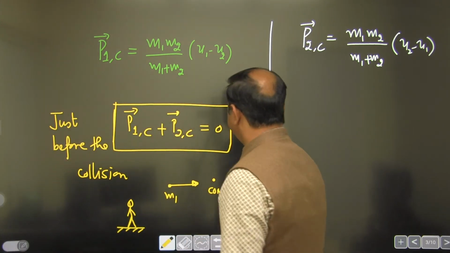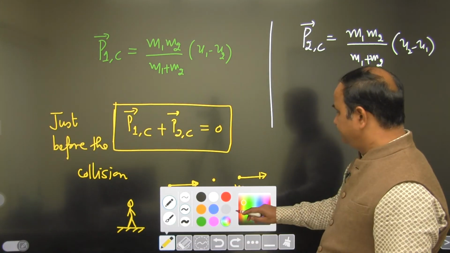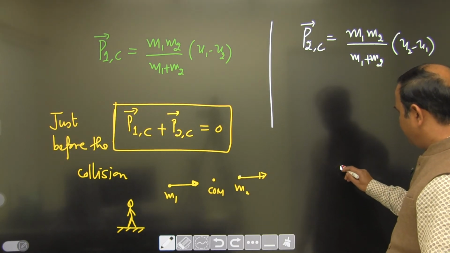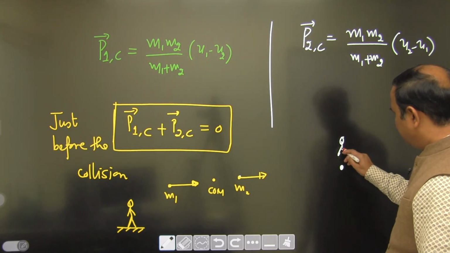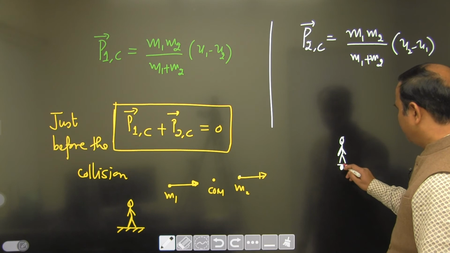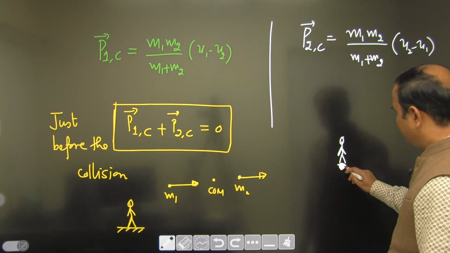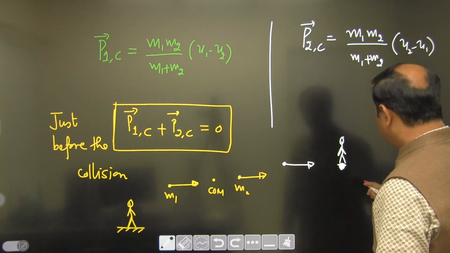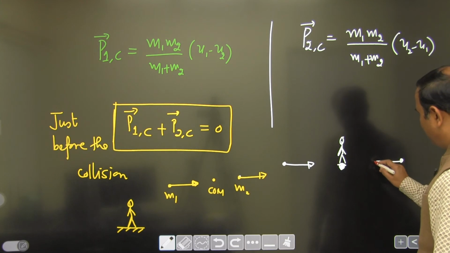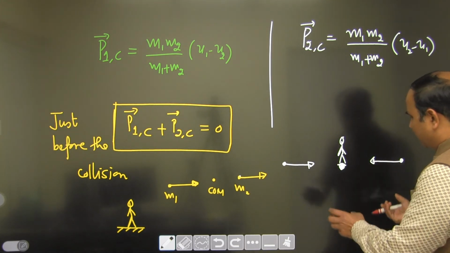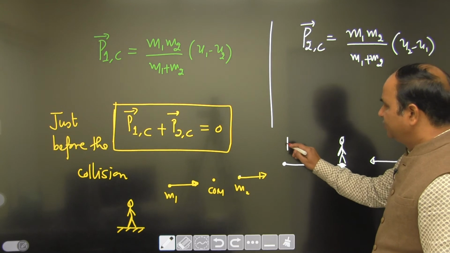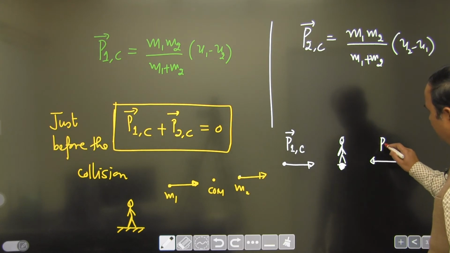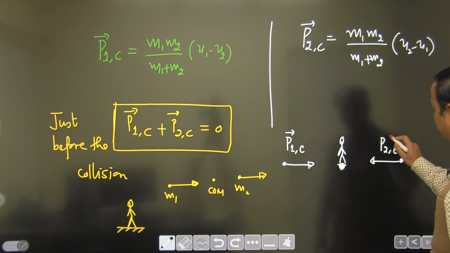But what happens in the center of mass frame? If I am watching this event in the center of mass frame, what will I see? Suppose I have placed myself in the center of mass frame, then if I see this particle moving in this direction, the other particle will move in this direction, and the magnitude of these two vectors must be equal. So this is the initial linear momentum of the first particle with respect to the center of mass, and this is the initial linear momentum of the second particle with respect to the center of mass.